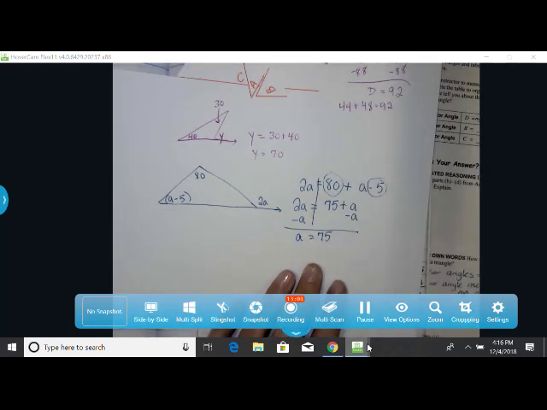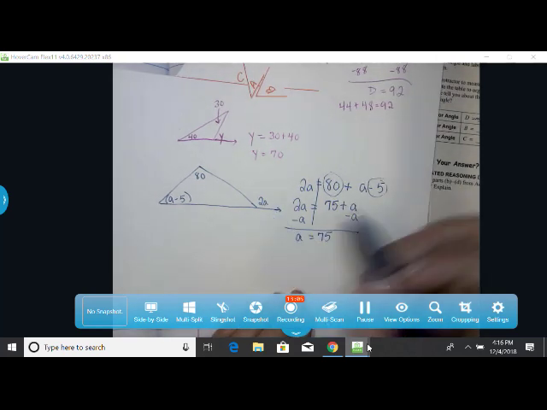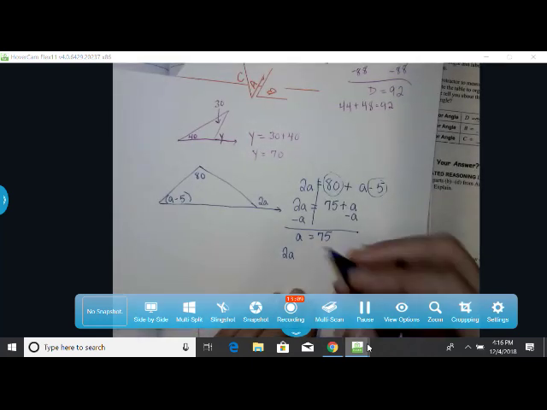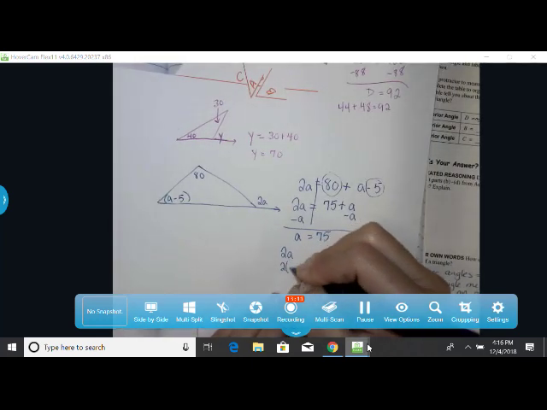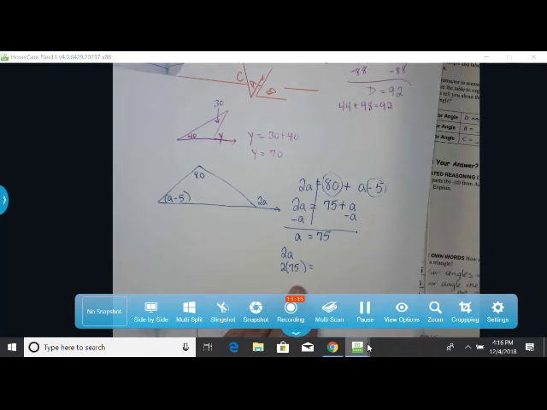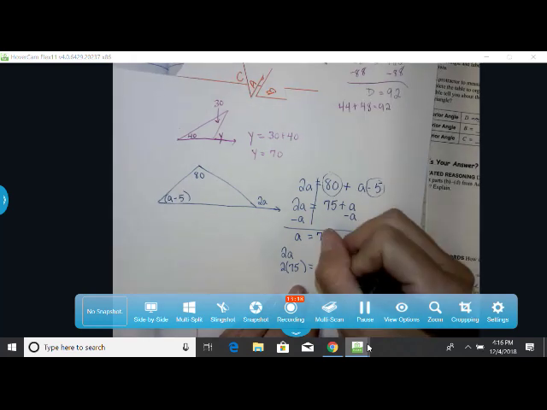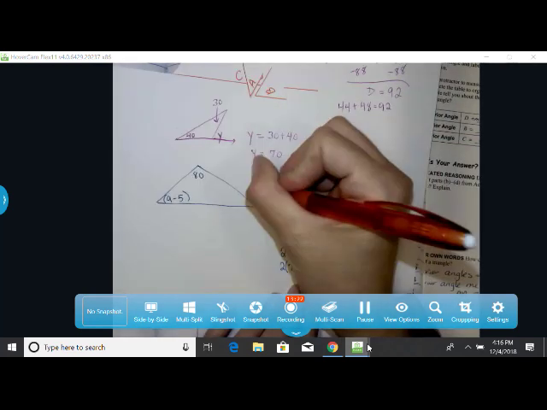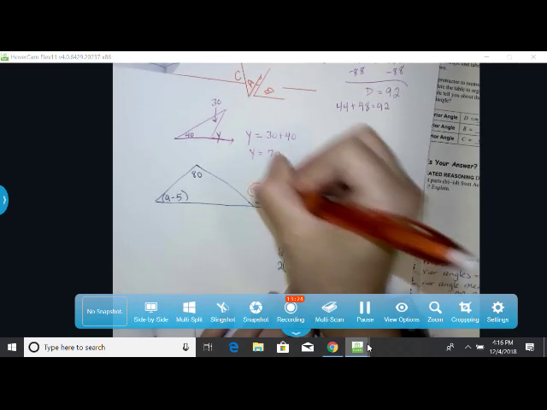I haven't yet found the exterior angle. Don't forget the exterior angle was 2A. 2A means 2 times whatever you found A to be, which in this case is 75. So 2A is 150. So this exterior angle would be 150.